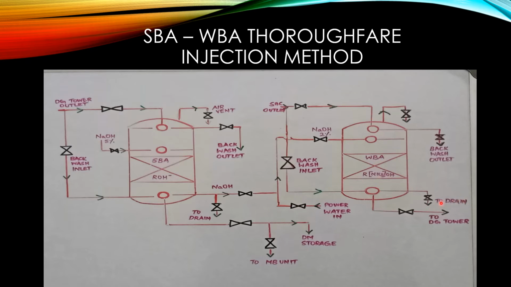As usual, here we will check chlorides for the regeneration completion. Here we will check the silica value for regeneration completion. So in this Thoroughfare method, both the SBA and WBA are regenerated with sodium hydroxide with a minimum quantity of NaOH taken in the dilution tank, and it is effectively regenerated.